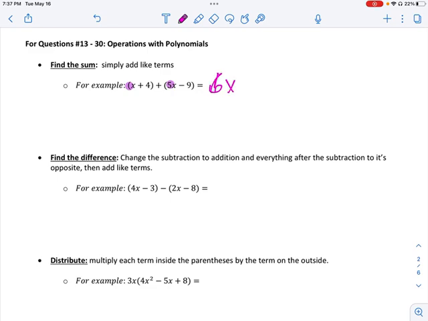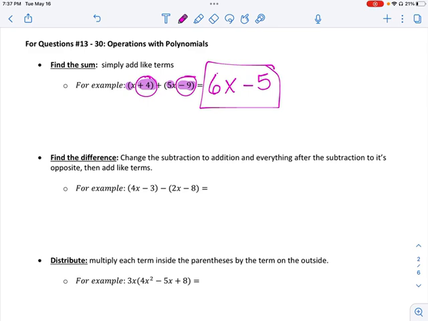Then my second part here is I'm going to look for another like term. And here I have a positive 4 and a negative 9. So positive 4 plus a negative 9 is actually going to give me negative 5. So positive 4, negative 9 gets me a negative 5. Remember, I cannot put the 6x and the 5 together because one has an x, one doesn't, and they're not like terms. Okay, that's how we add.